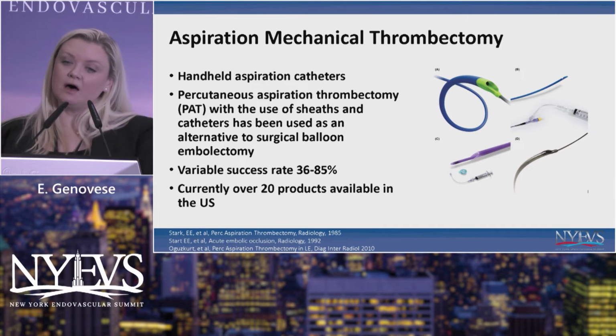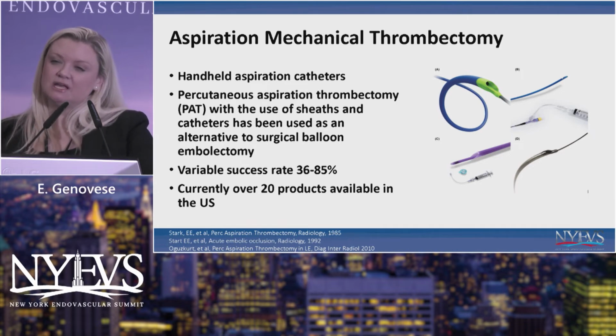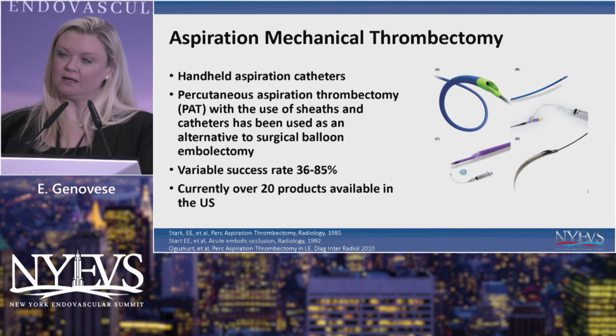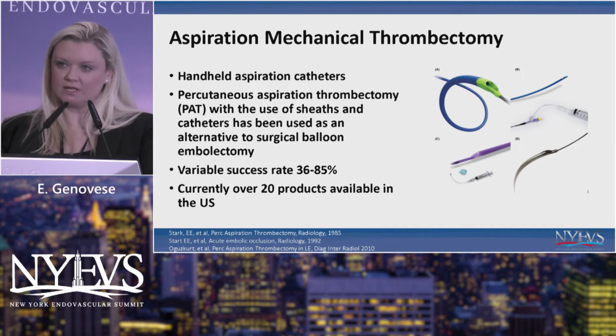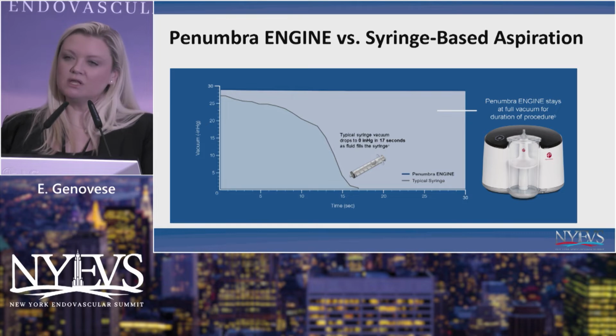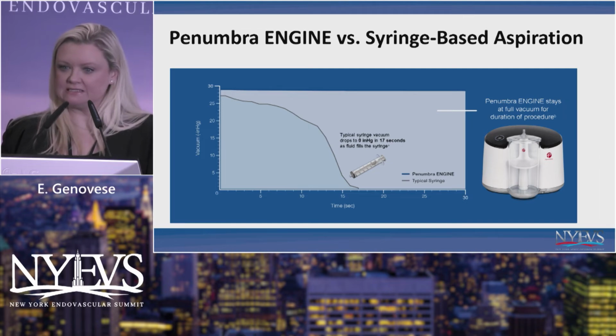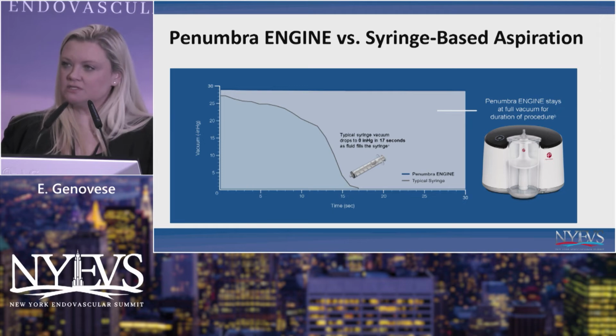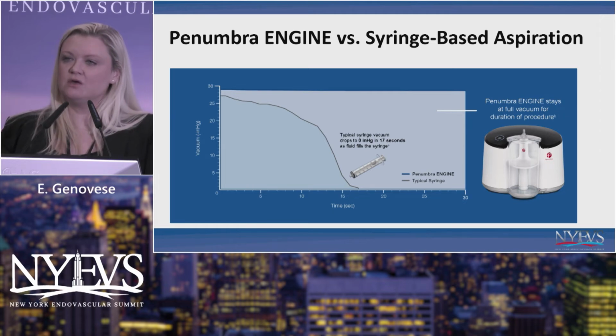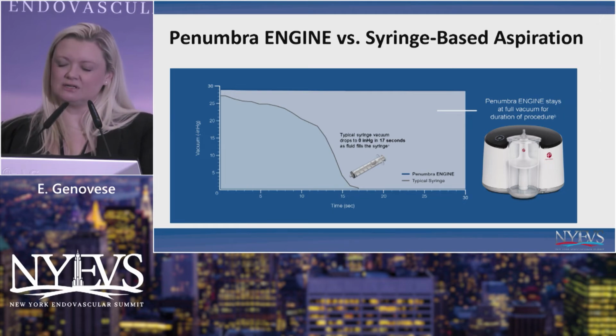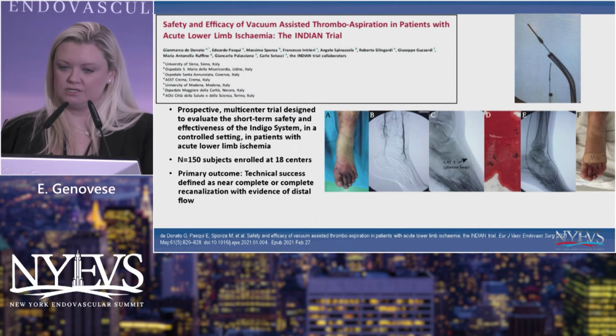There have been a lot of mechanical thrombectomy aspiration catheters. They've been out for quite a bit of time. If you look, there are over 20 that are currently available in the US and indicated for acute limb ischemia. What really changed the game, at least for me as a vascular surgeon, to almost replace the Fogarty in some circumstances, was the Engine that Penumbra came out with. It allows for a more continuous aspiration, as opposed to releasing a lot of your suction when you're doing it with a handheld syringe.